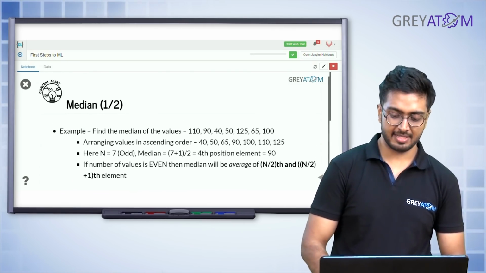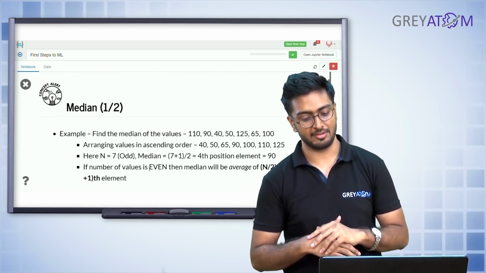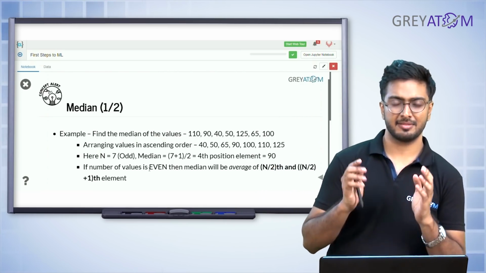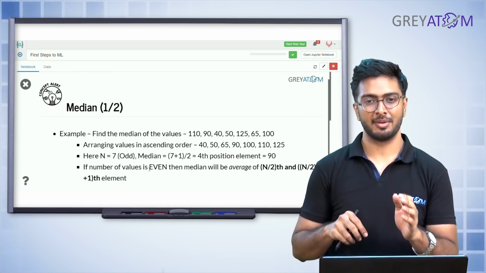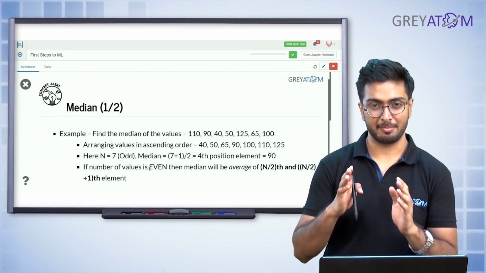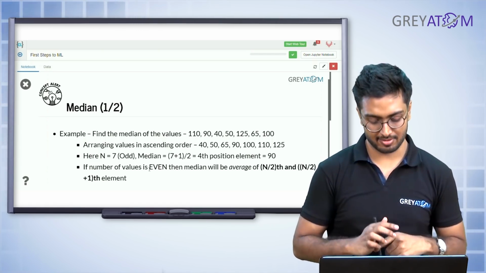And now what happens in case your n is even? If there are, say, 8 values, or in their case 10 values, then there are 2 middle values, from whichever side you look. So what you do is, your median is the average of those 2 values.